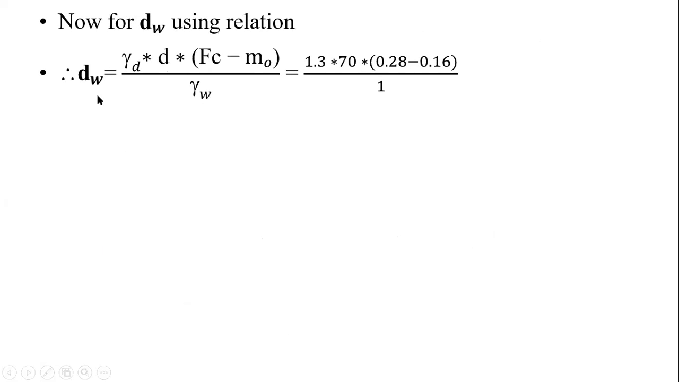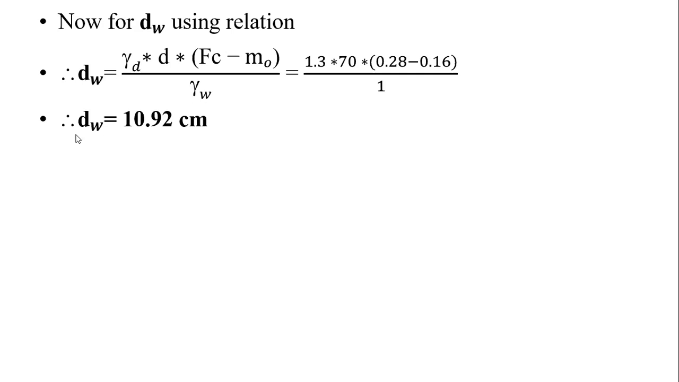For the dw we know the relation: gamma d by gamma w, where gamma d is the dry unit weight of the soil and gamma w is the unit weight of the water, into d, the depth of the root zone, into field capacity minus optimum moisture content. That equals 1.3 into the depth of the root zone, 70 centimeters, into field capacity 0.28 minus 0.16 as optimum moisture content, by 1. That gives us a dw of 10.92 centimeters. Believe me, we solved this numerical in the previous class, but as part of the revision I am taking it once again.